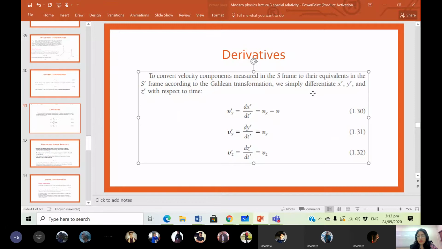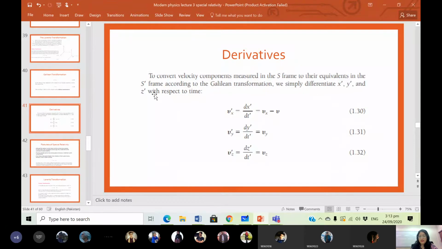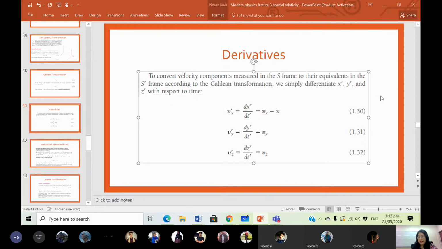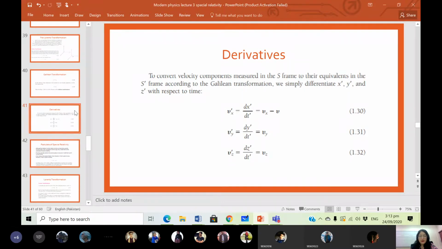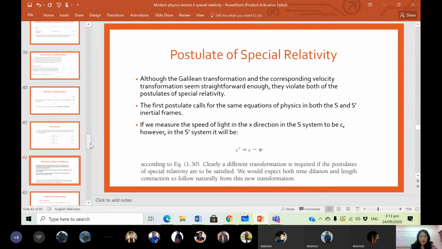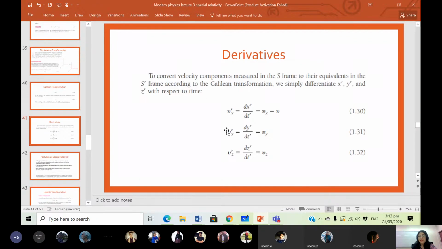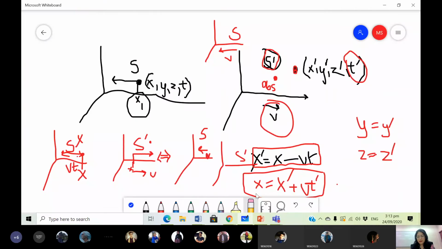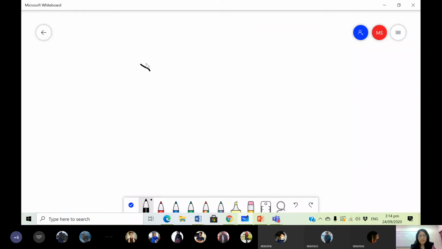To convert velocity components measured in the S frame to their equivalents in the S dash frame, what do we want to do? Let's try taking the derivative of x dash, y dash, and z dash. So we're trying to derive the Lorentz transformation. Because we're dealing with velocities as well, we want to take the derivatives of the positions, because we know that dx/dt is the velocity, okay?